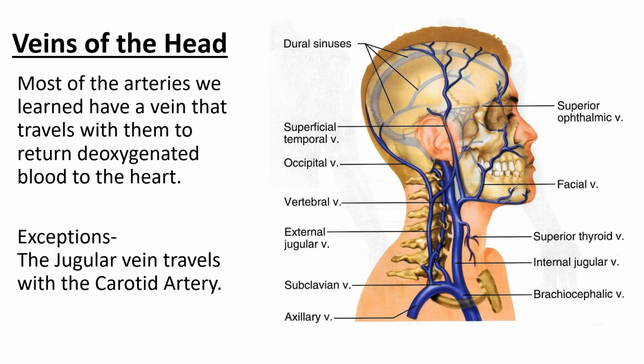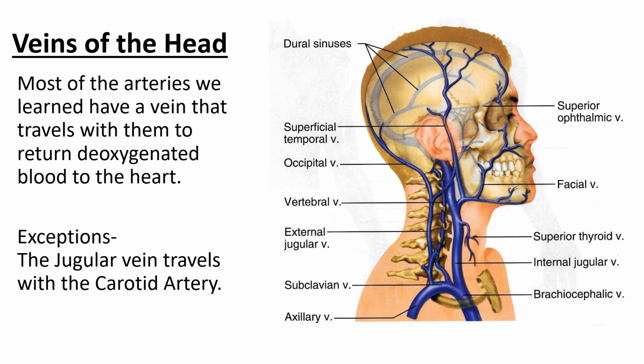So, veins of the head. We can see in our picture immediately, if we start on the right-hand side, the superior ophthalmic vein was just like the superior ophthalmic artery. The facial vein is exactly like the facial artery, superior thyroid. But then we get down to the jugular vein. So that is something new.